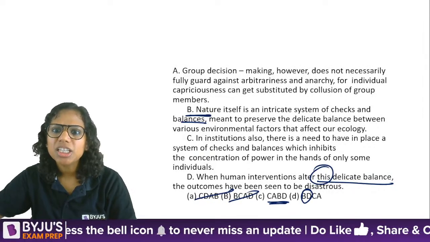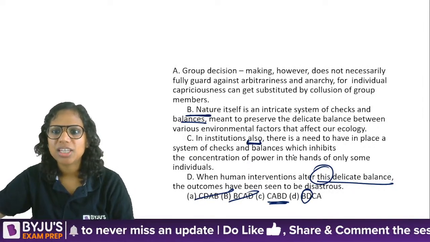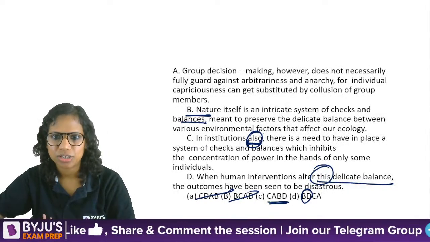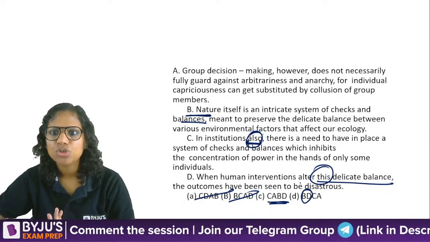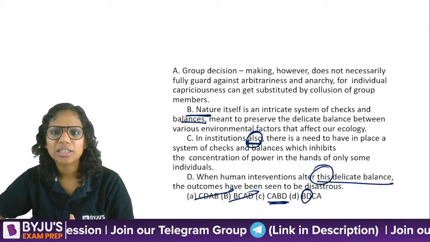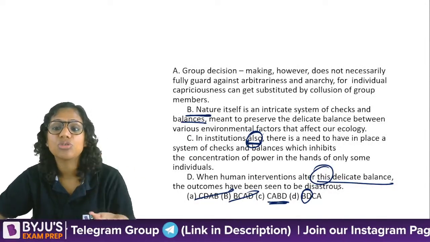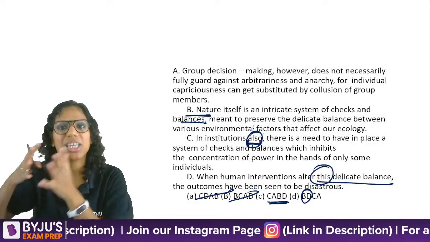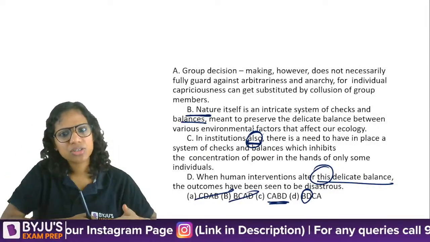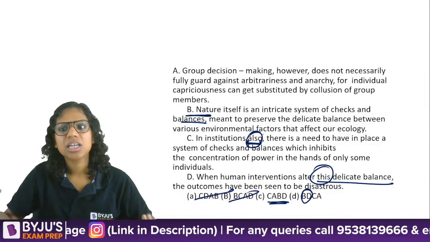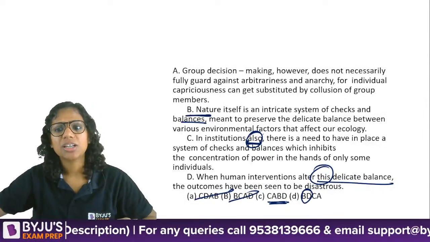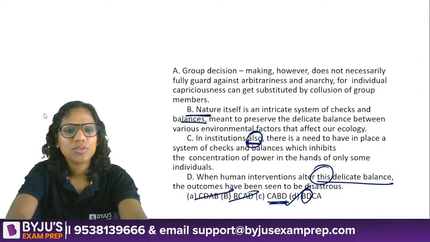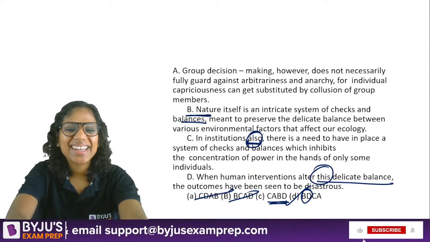Okay. In institutions also there is a need. So also, when I say that, it means it's a continuing discussion coming after something. When human interventions alter this delicate balance, the outcomes have been seen to be disastrous. Just like nature has checks and balances, similarly institutions also need to have checks and balances. That's what I'm saying. So it has to be BDCA. So just because I try to confuse you, please don't get confused, right?